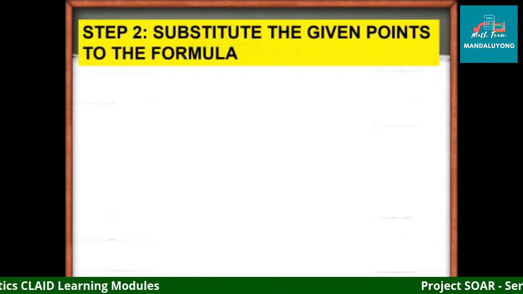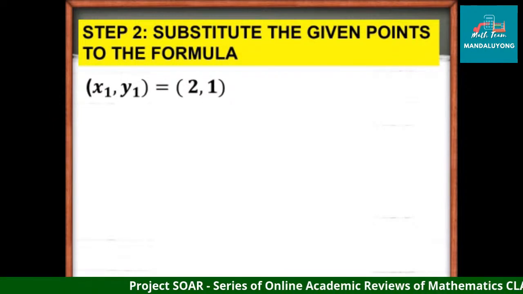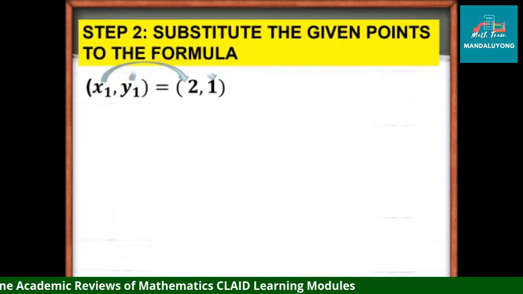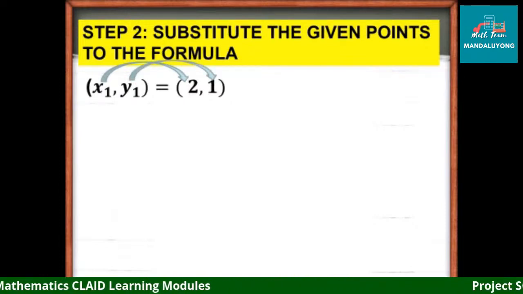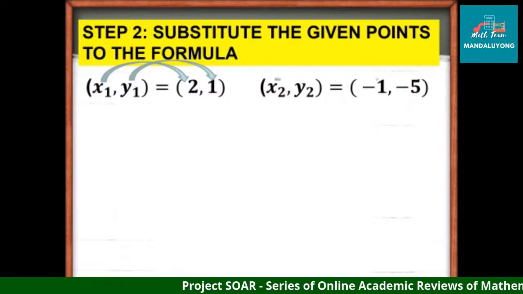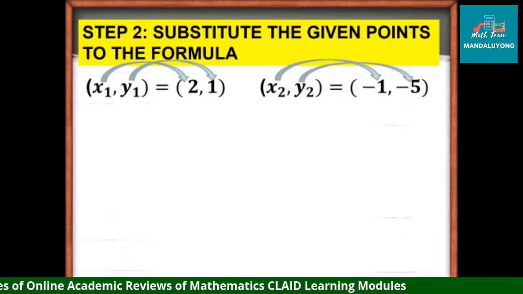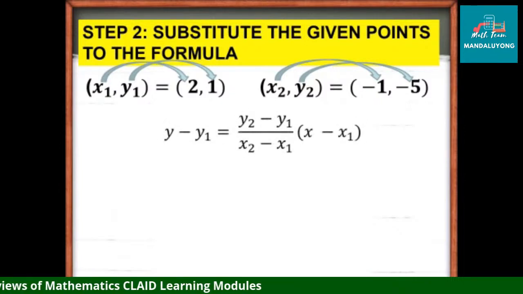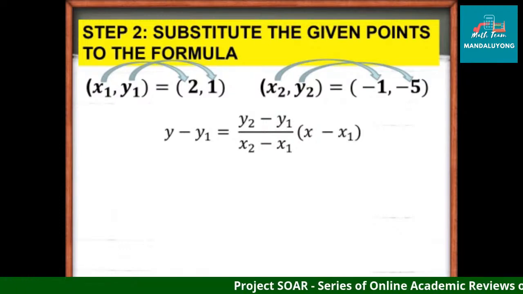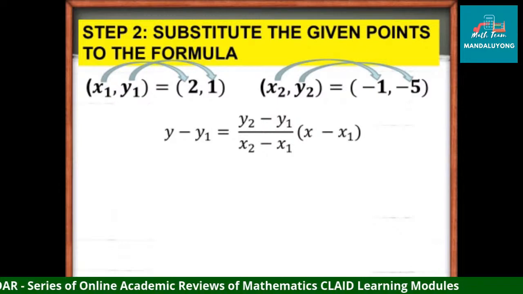Step 2. Substitute the given points to the formula. So based on our step 1, our x sub 1, y sub 1 is (2, 1), so our x sub 1 is 2, our y sub 1 is 1. Our x sub 2, y sub 2 is (negative 1, negative 5), so our x sub 2 is negative 1, our y sub 2 is negative 5. The 2-point formula is y minus y sub 1 equals y sub 2 minus y sub 1 all over x sub 2 minus x sub 1 quantity x minus x sub 1.